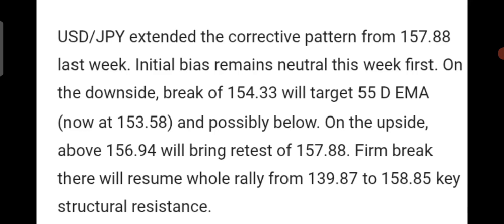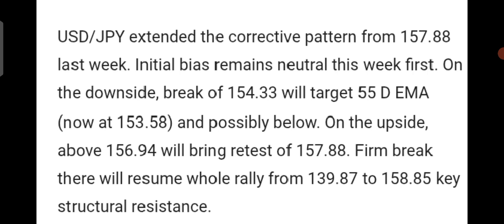So now, based on what we have, we found that 154.33, 153.88, 156.94, 157.88, and 139.87 are all important price levels that are clear on the chart.